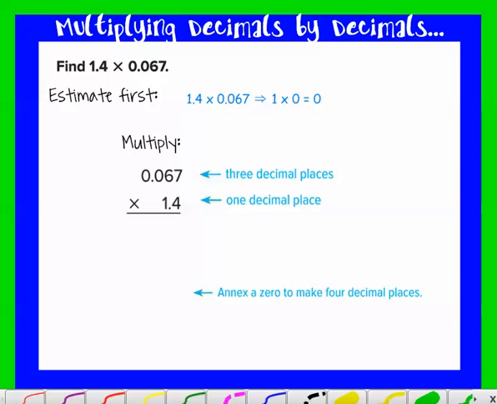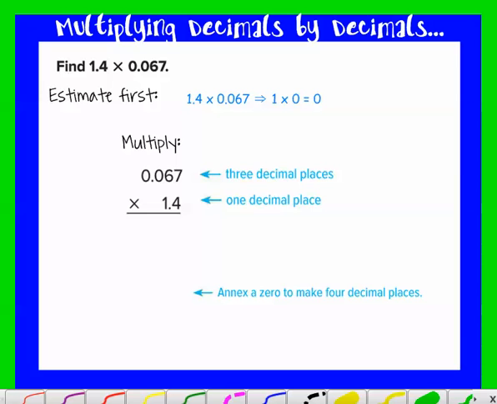Alright, our next example is looking at 1 4/10 times 67 thousandths. It's really important that we start reading those decimals with place values so we can better understand their meaning. So we're looking at two numbers that are both close to 0. 1 4/10 is really close to 1, and then that 67 thousandths is close to 0. So again, we're looking at a product that's going to be somewhere in the neighborhood of 0.